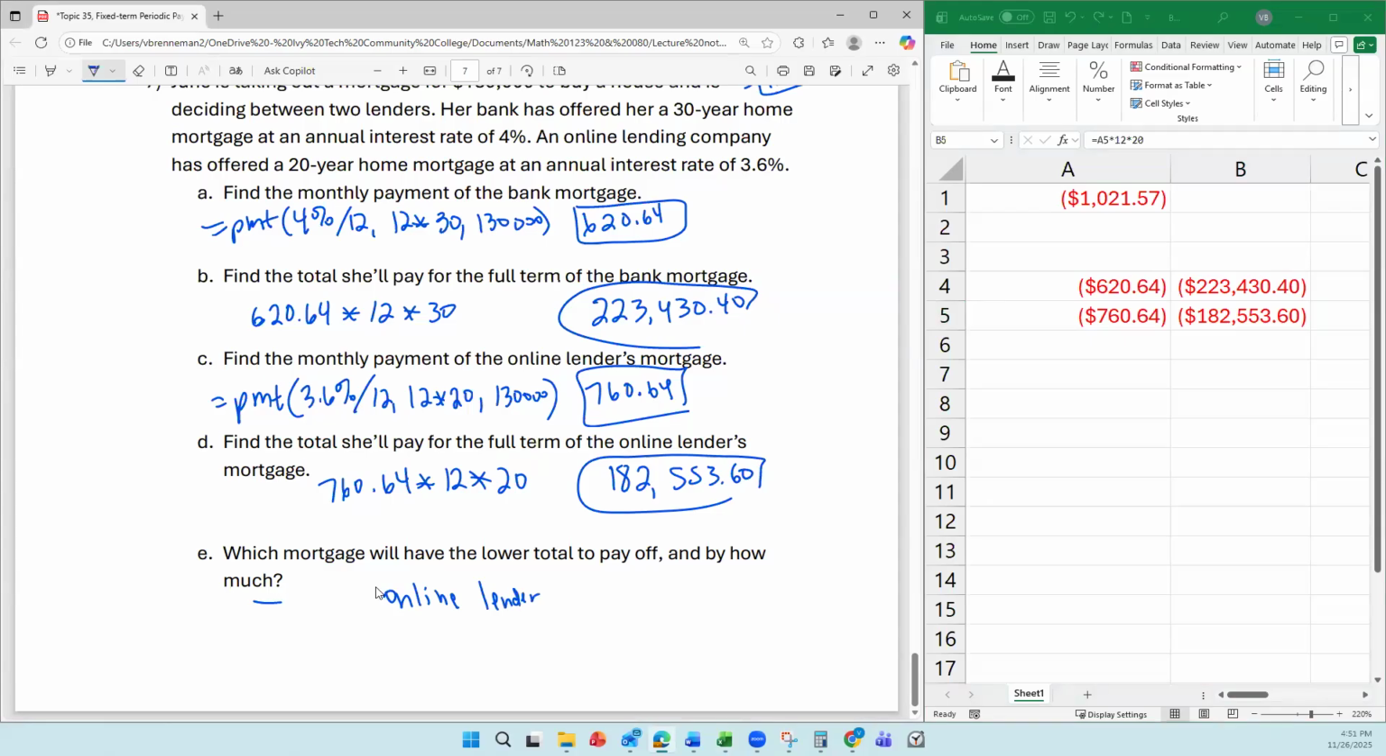And by how much? I'll subtract those. So this is going to be this minus this, 40,076.80. So that's your mortgage calculations.